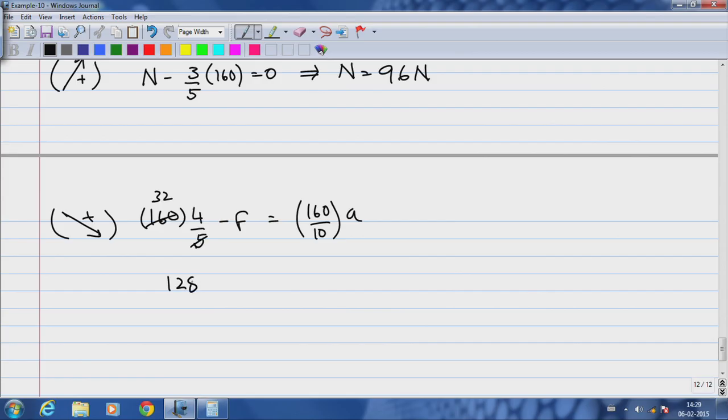This also has not changed. So, I am going to call this equation 2. This is my modified 1, this is my modified 2.